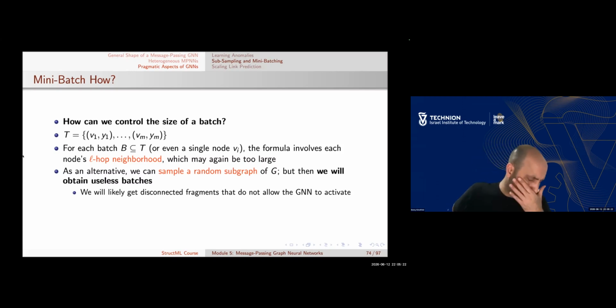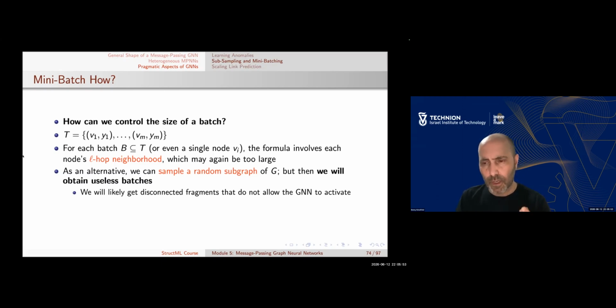Now you can think of, say, taking a random subgraph or a random set of nodes and edges. But if you just do it so, without really accounting for the structure of the graph, you can imagine that you often get graphs that are useless. For example, you have disconnected fragments. The GNN cannot reach from the target to the input or from the input to the target because everything is disconnected.